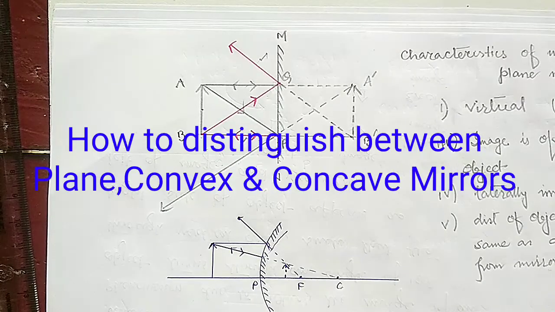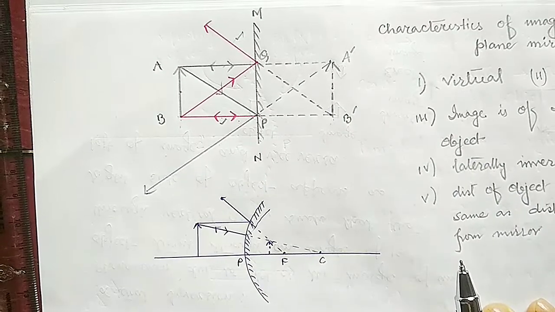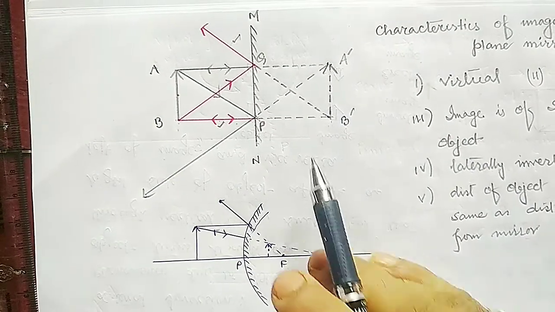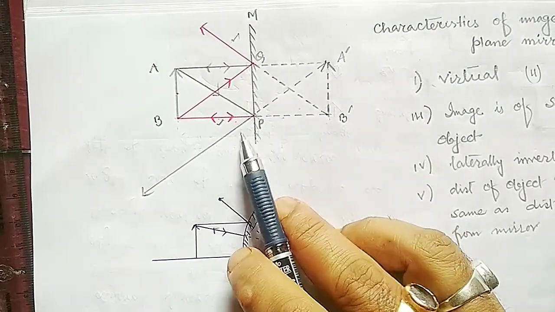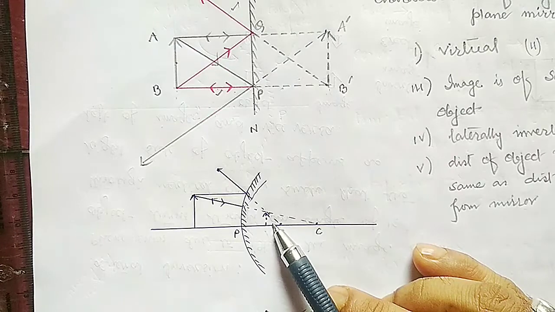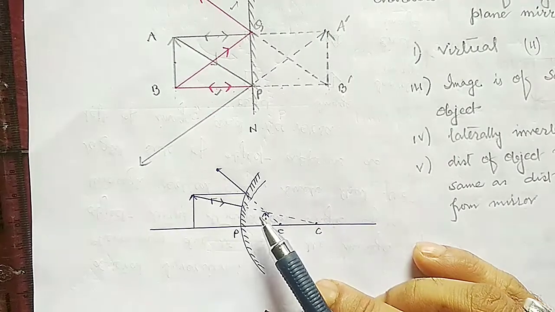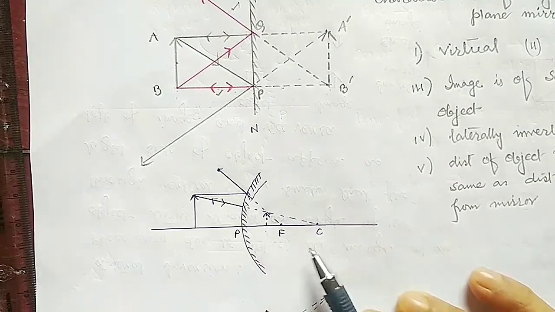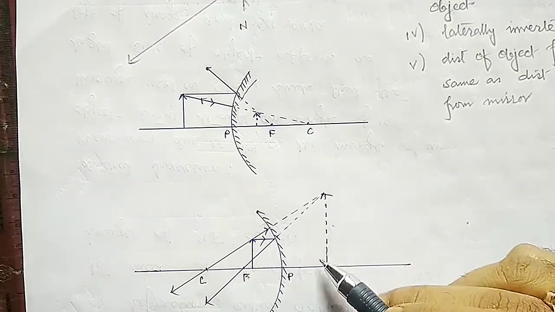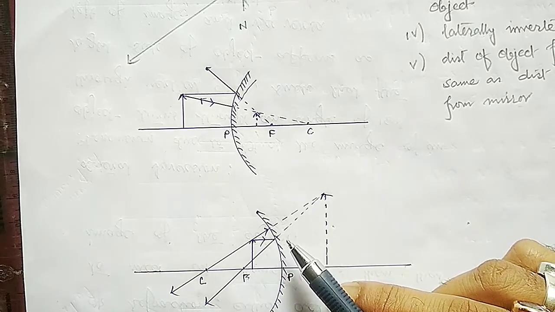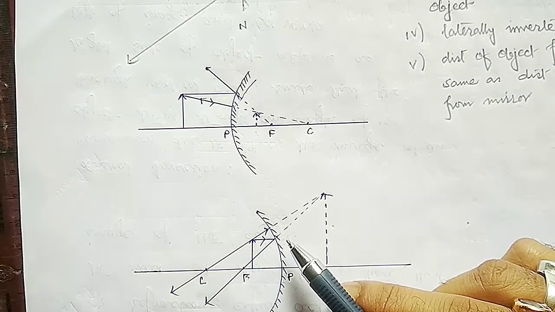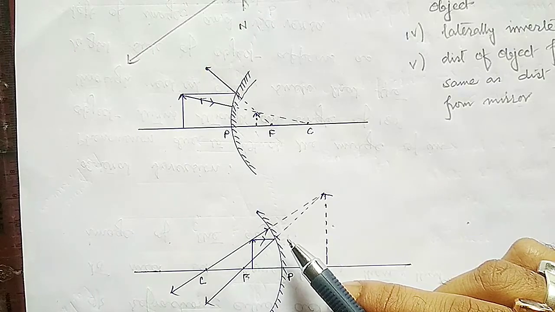Now, how to distinguish between a plane mirror, convex mirror and concave mirror without touching their surfaces? For this, what we have to do? Just keep the object very close to the mirror, and if the size of the image is the same as the size of the object, in that case it must be a plane mirror. If the size of the image is smaller than the size of the object, then the mirror is convex in nature. If the size of the image is bigger than that of the object, then the mirror is concave. So only by keeping the object very close to the mirror, we can distinguish between a plane mirror, convex mirror and a concave mirror.